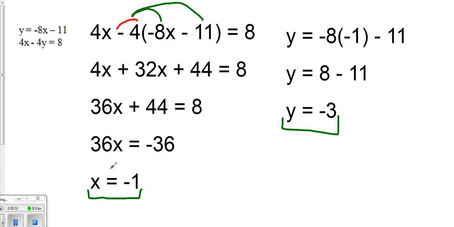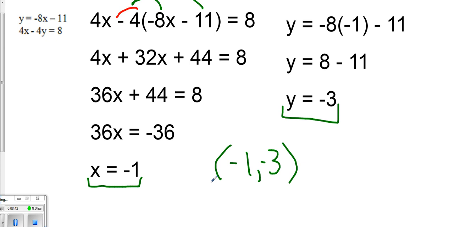So this is our solution. Again, you would write it out as negative 1 comma negative 3. This is the point that they both go through. Or you could just simply say the solution is that x equals negative 1 and y equals negative 3. This is the only spot on the graph where these two lines will cross each other.